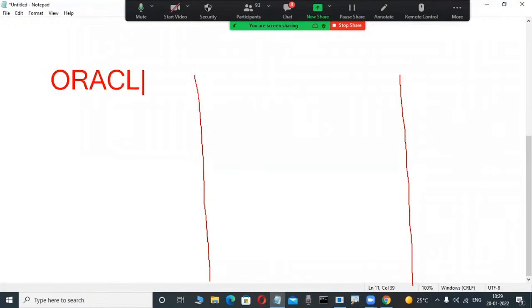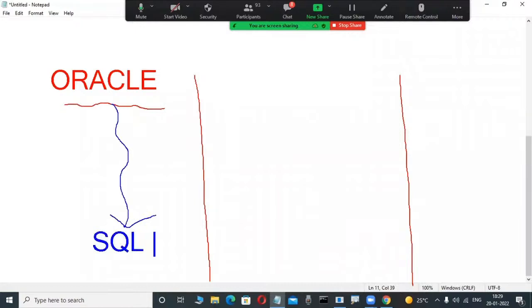Suppose I am working in a company, on Oracle projects. Oracle is a relational database product. If I want to operate this relational database product in my company, I use SQL. SQL is a language.